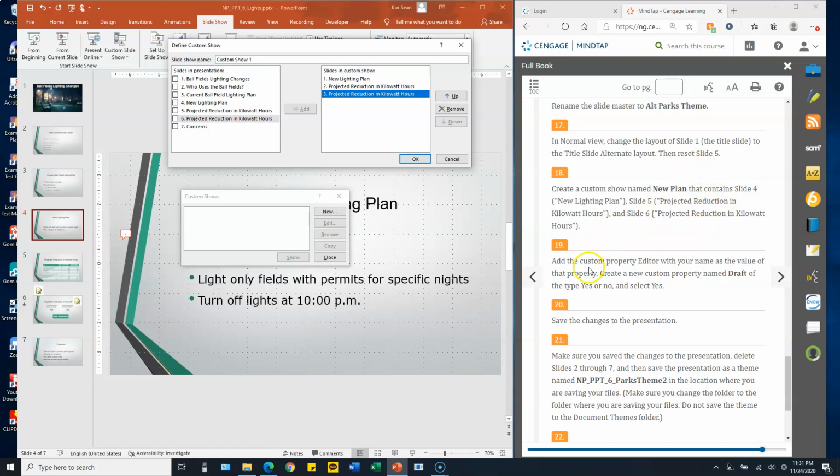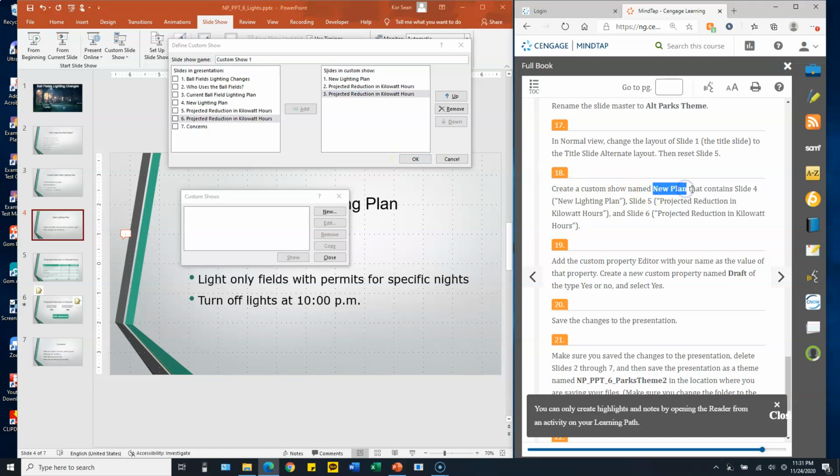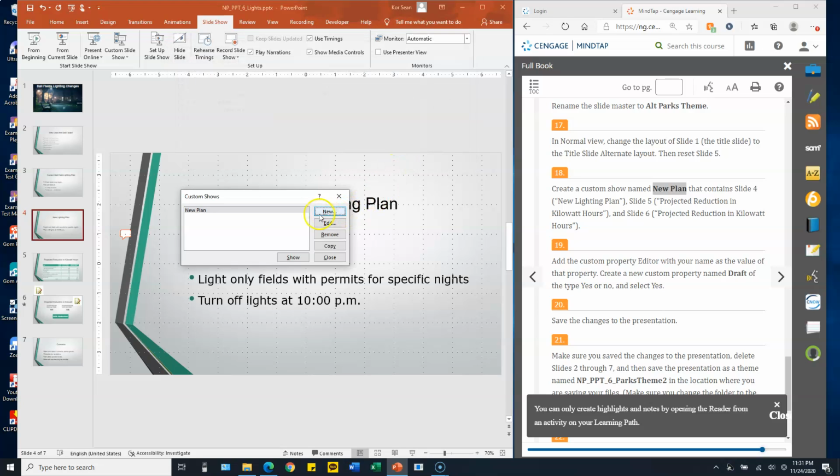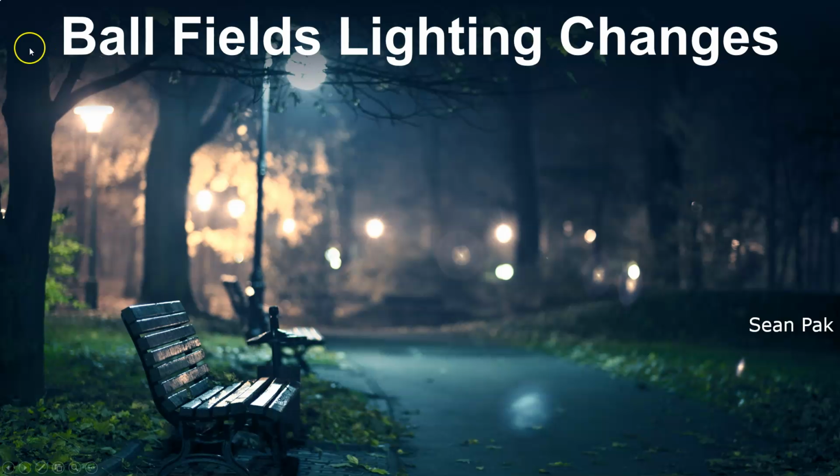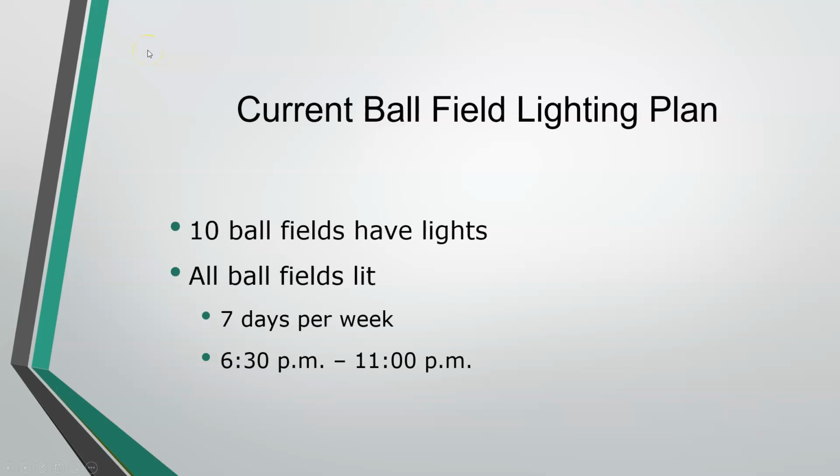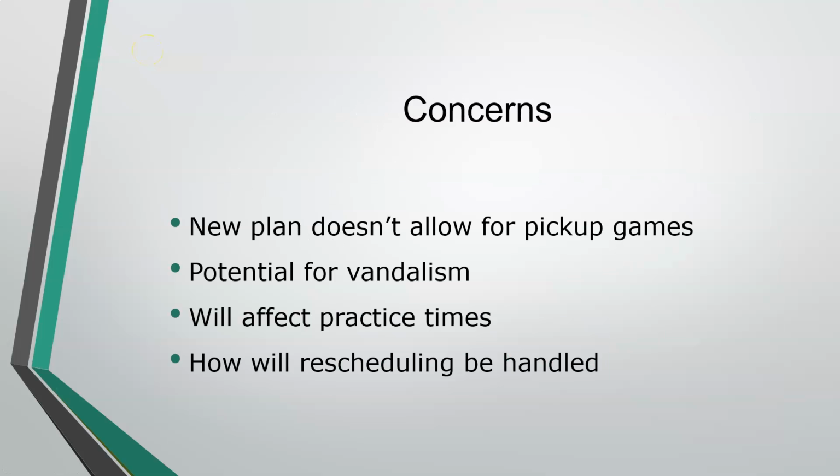Okay, and then number 19, add the custom properties. So click OK. The name of this slideshow is new plan, right? So type the name New plan. Click OK, and then click Close. So if you run the slideshow, it will show only 3 slides.